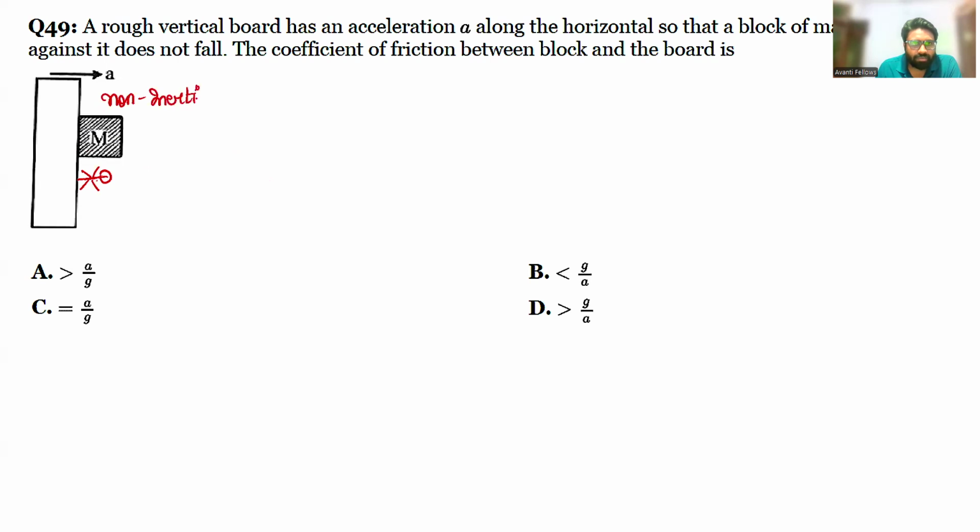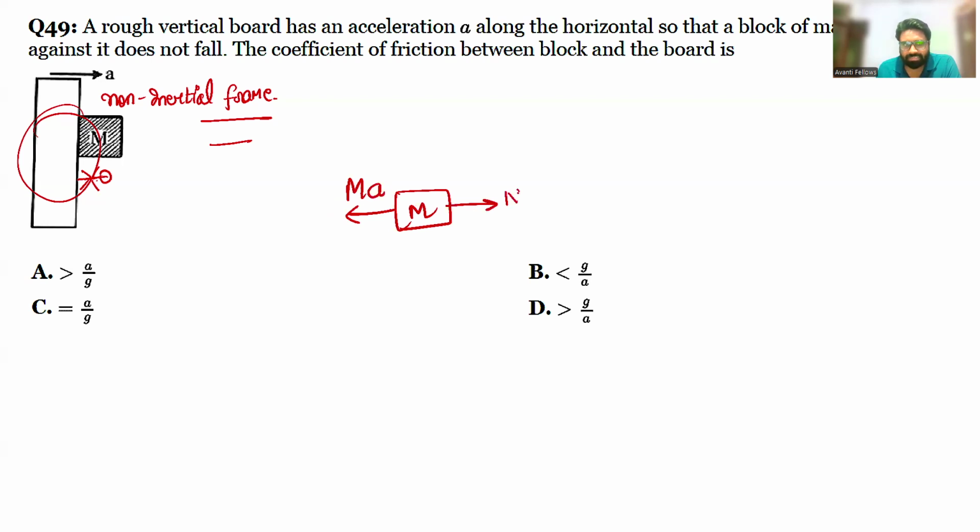Non-inertial frame. And in a non-inertial frame, we will apply the pseudo force, because this whole system is accelerated. So that is why we have to apply the pseudo force to counteract this. If you see the video of the capital M block, there is a pseudo force acting in the opposite direction of the system's movement. And it will be equal to the mass of the block times the acceleration of the system.